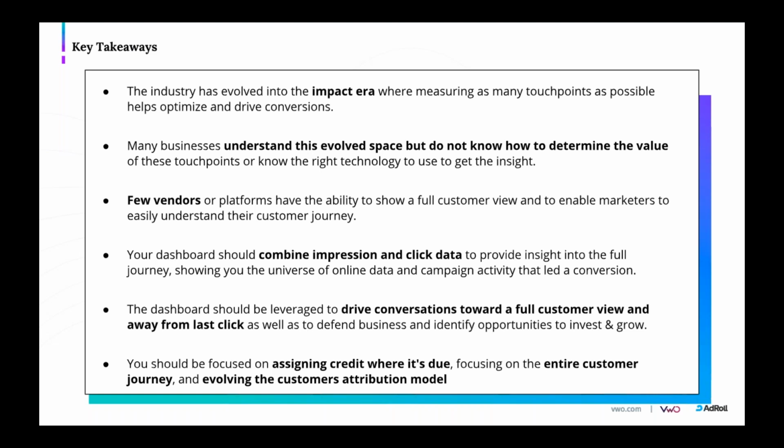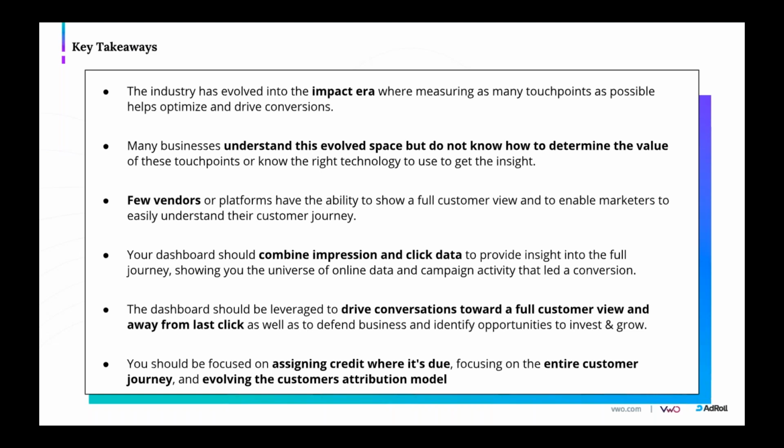Again, many businesses understand the evolved space, but do not know how to determine the value of these touch points or the right technology to use for this insight. Again, it's really about making sure you check all the features of a good solution, and that it's something that can integrate with what you're using well, and will show you that customer journey all the way from first touch to last conversion. And this is something that you can find in your dashboard here, which should really combine that impression or click data.